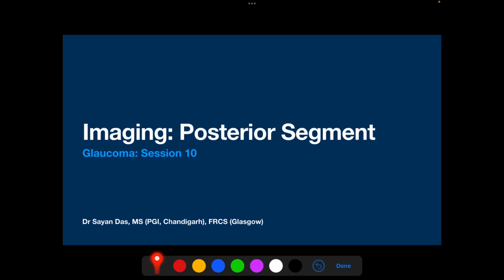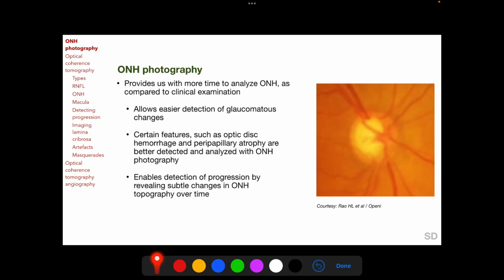Welcome. In this session, we'll be discussing posterior segment imaging in glaucoma, and we'll be discussing optic nerve head photography, optical coherence tomography, and optical coherence tomography angiography.